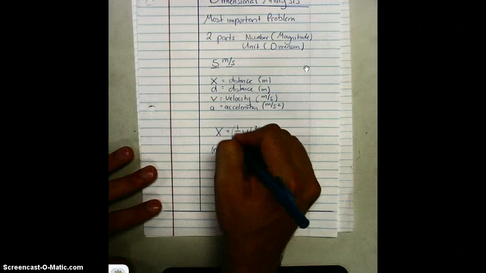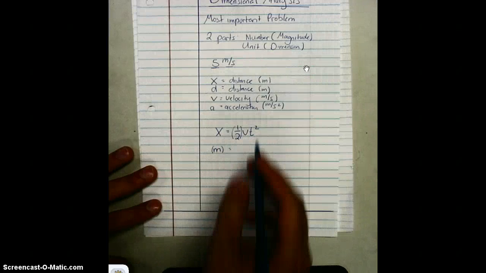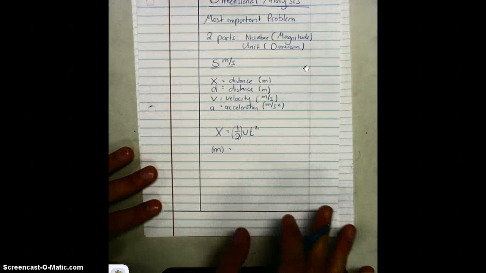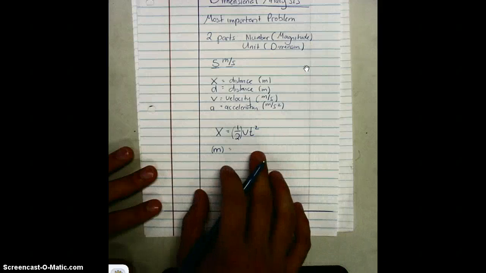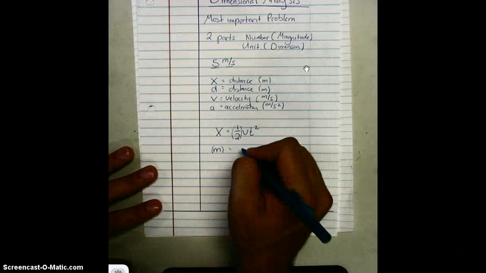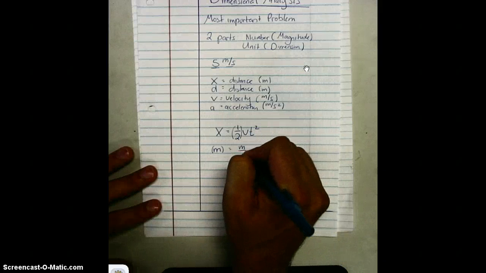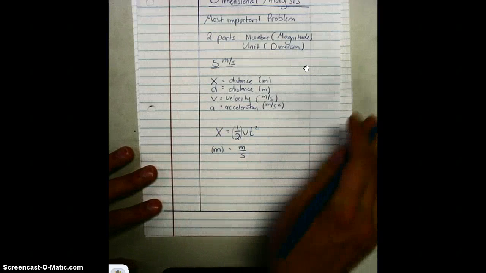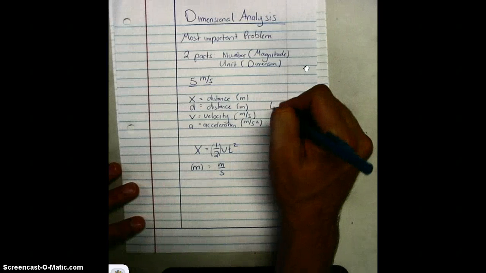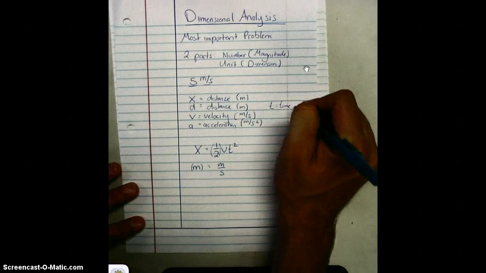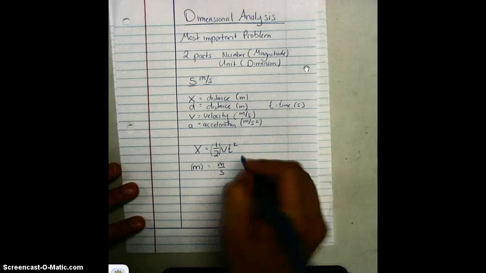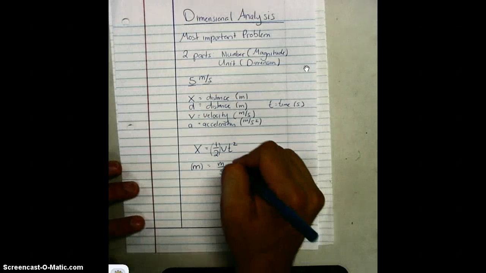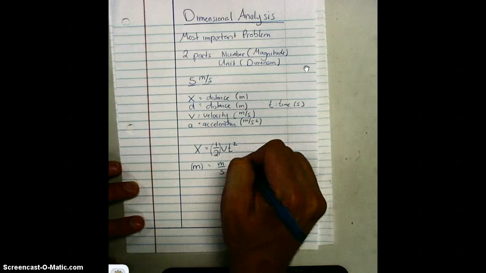Now, this 1/2 right here is a number, a magnitude. We are not worried about any numbers in this. We are only worried about the dimensions. I know that v is going to be meters per second, and I have t squared. Oh, I'm sorry, I did not define t up here. t is a unit of time, and we measure that in seconds. So whatever unit I have here is going to be t squared, so it's going to be seconds squared.